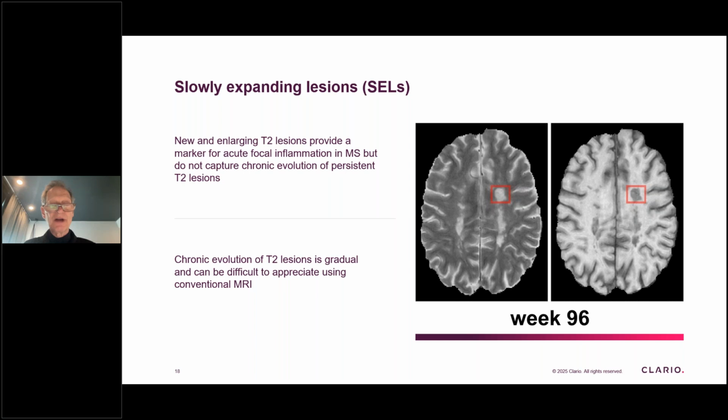This is an MRI video loop showing the effects of such pathology on the MRI. On the left side, we see a T2 weighted image, and on the right side, a T1 weighted image. And if you look at the right side in the T1 weighted image, you can see, as we're looping through these scans at 6 months, 12 months, and 2 years, that the lesion is getting progressively bigger, but in a relatively subtle way.